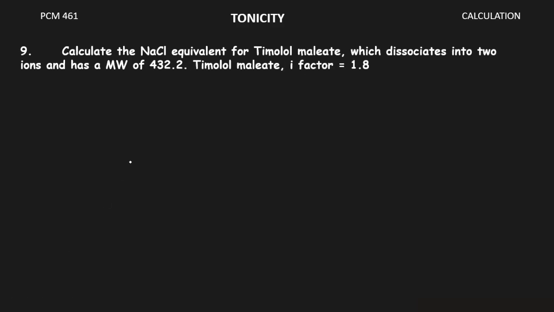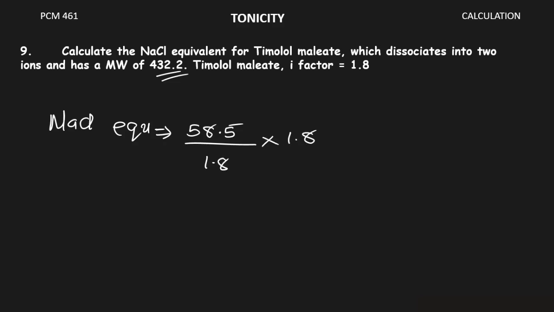That's question number 8. Now the next one is: calculate the sodium chloride equivalent for timolol malate, which dissociates into 2 ions and has a molecular weight. Now, sodium chloride equivalent will be, in this case, mass of sodium chloride, which is 58.5, times 1.8, that is the factor, divided by 1.8 times 432.2. What will that give you? Of course, you know you are going to write the formula out in the exam. 0.135. Can it be approximated to 0.136?